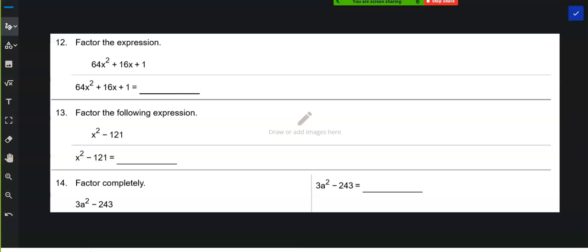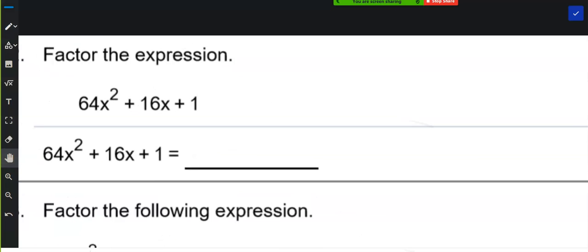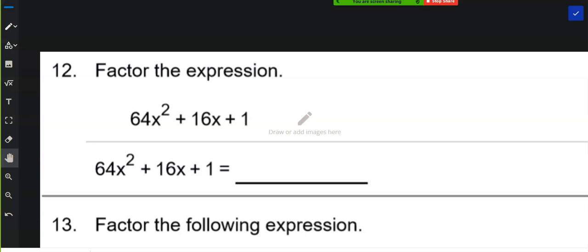Okay, next page. Is this a difference of perfect squares? Difference means subtraction? No. It's not a difference of perfect squares. You're right, because remember, that one only had 2 terms in it, and it was separated with subtraction.